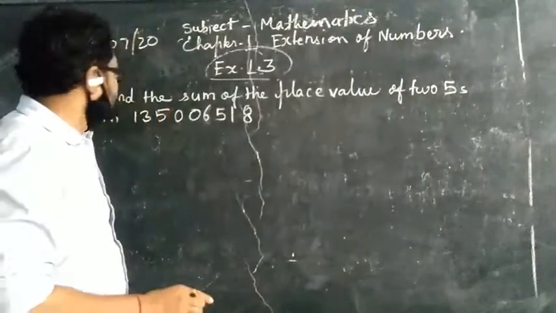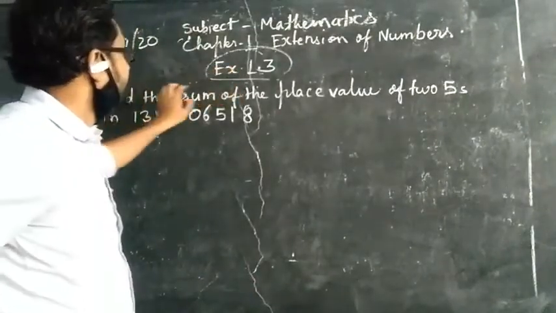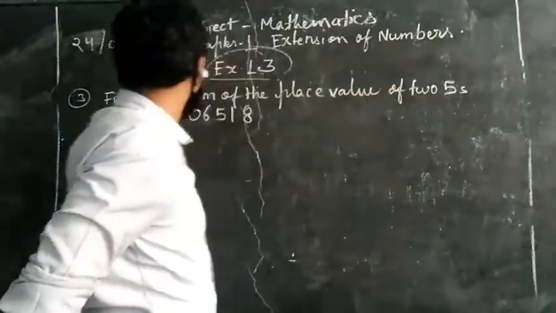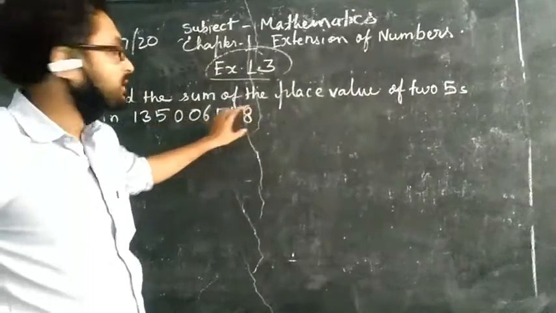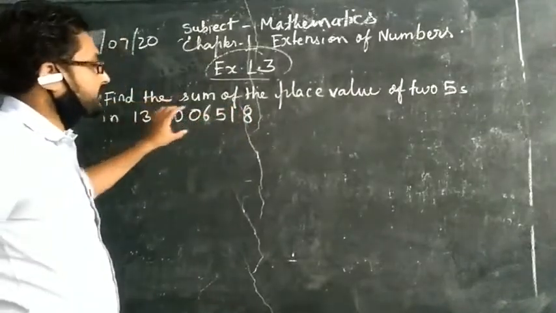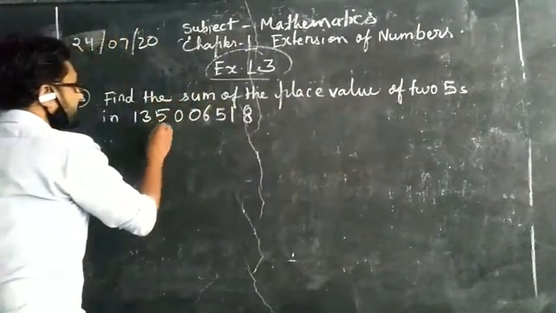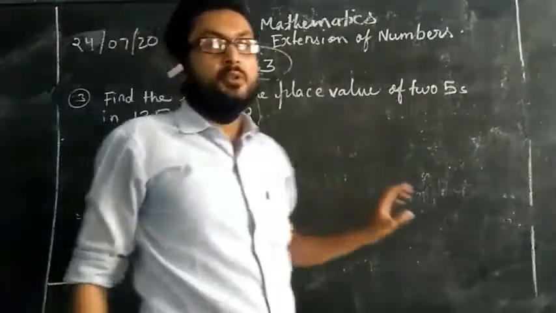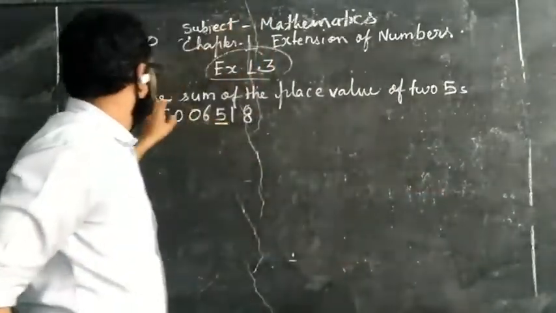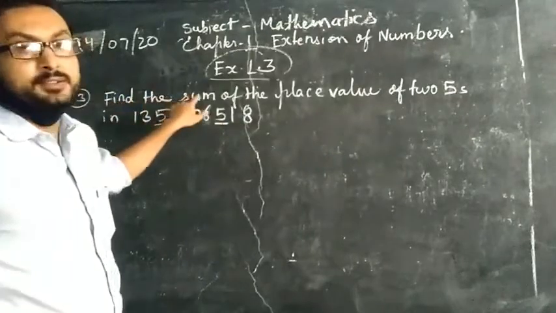Now question number 3 of 1.3. Find the sum of the place values of the two 5s in 135006518. So in this number we have to find the place value of 5. Here is a 5 and here is a 5. First of all we will find the place value of both 5s, and after that we will add, because they are saying find the sum.